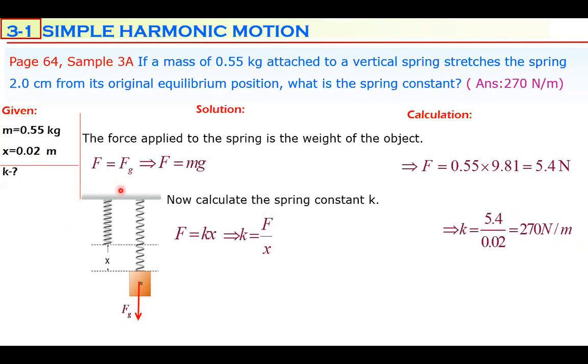This spring will always have that constant. This constant belongs to that spring, and every spring will have a specific spring constant. Another spring will have another spring constant. It depends on the length and the thickness; that constant is changing.